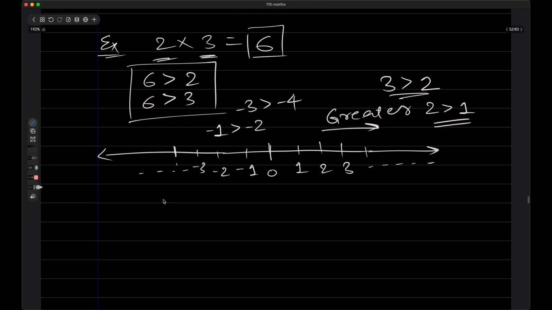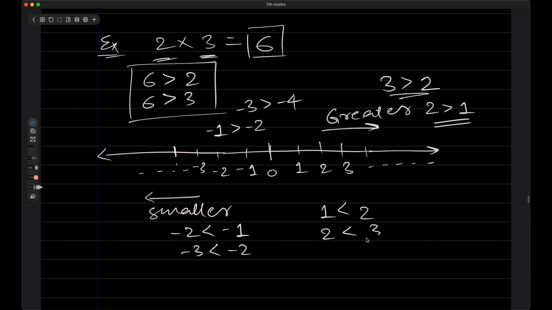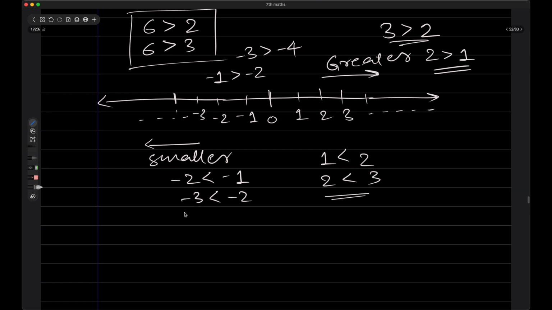And as we go on the left hand side, we get a smaller number, that is -2 is smaller than -1, and -3 is smaller than -2. On the right hand side we have 1 smaller than 2, 2 smaller than 3 and so on.